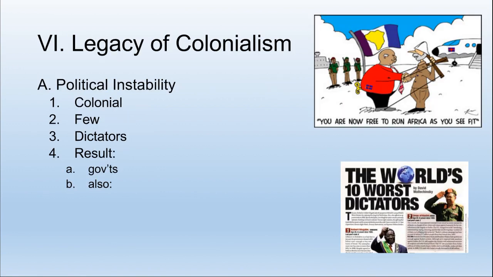All right, you guys, we're in the home stretch. We just need to talk about the legacy of colonialism. What does it mean for these countries who were so recently colonial states? We see a lot of political instability. So what does this mean?